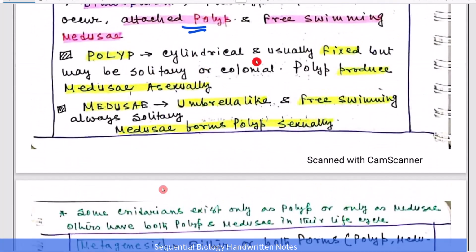Now the polyp is cylindrical and usually fixed, and may be solitary or colonial, and the polyp produces medusa asexually. A solitary polyp, like the sea anemone, is present in sea water singly, but some forms of class Anthozoa are colonial, and they form a great coral reef. And the medusa is umbrella-like, free swimming and always solitary, and the medusa forms polyp sexually. The polyp may be solitary or colonial, but the medusa is always solitary. Always they are present singly.